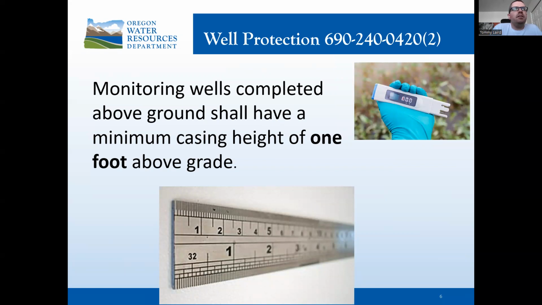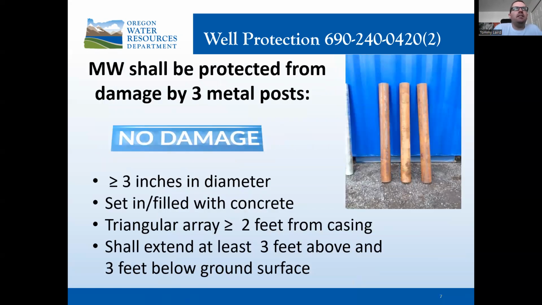Additionally, for wells completed above ground surface, you need to leave a minimum casing height of 1 foot above grade. Additionally, these monitoring wells must be protected by 3 metal posts or bollards. The posts need to be 3 inches or greater in diameter, set in or filled with concrete, be done in a triangle array of 2 feet or greater from the casing, and need to extend at least 3 feet above and 3 feet below ground surface.